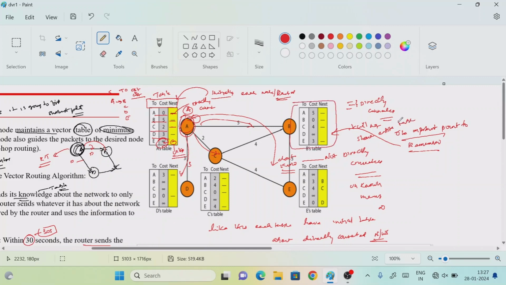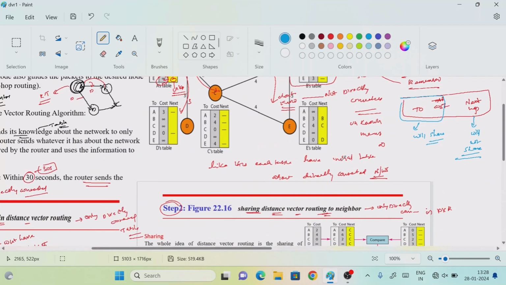But when it is sharing, it is not going to share the entire routing table with its directly connected or neighboring routers or nodes. That is the very important point that you need to understand. Out of these 3 columns, cost and next hop address, it is going to share only 2 columns: the address as well as the cost. It will never ever share the next hop ID. This point is very important in case of the DVR routing protocol.